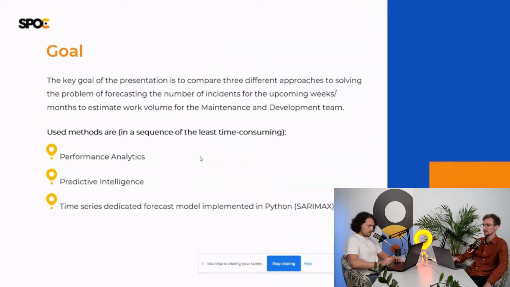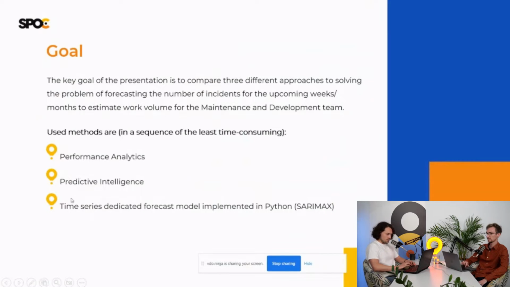The goal of our presentation is to compare 3 different approaches to forecast the future using performance analytics, predictive intelligence, and time series. What we wanted to predict is the volume of incidents using the historical data, of course.